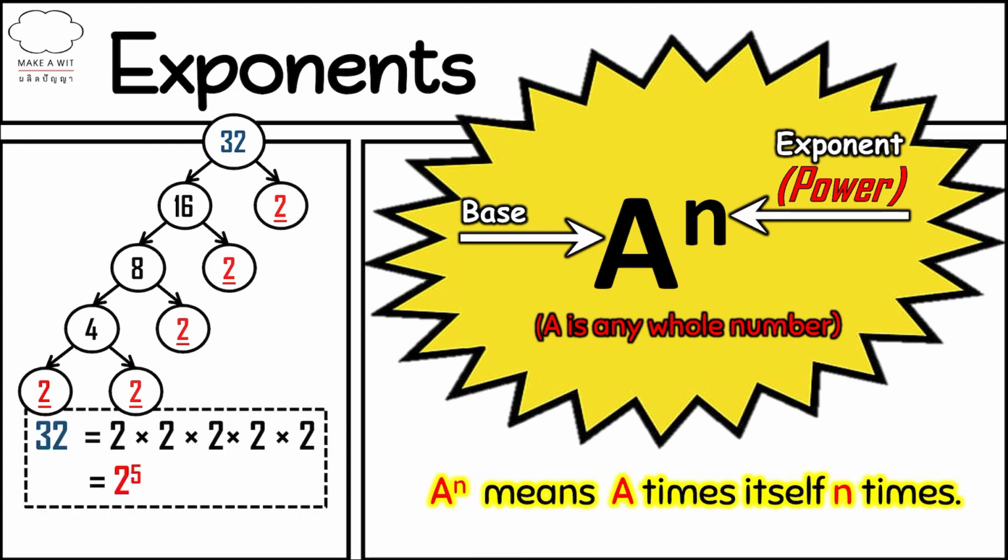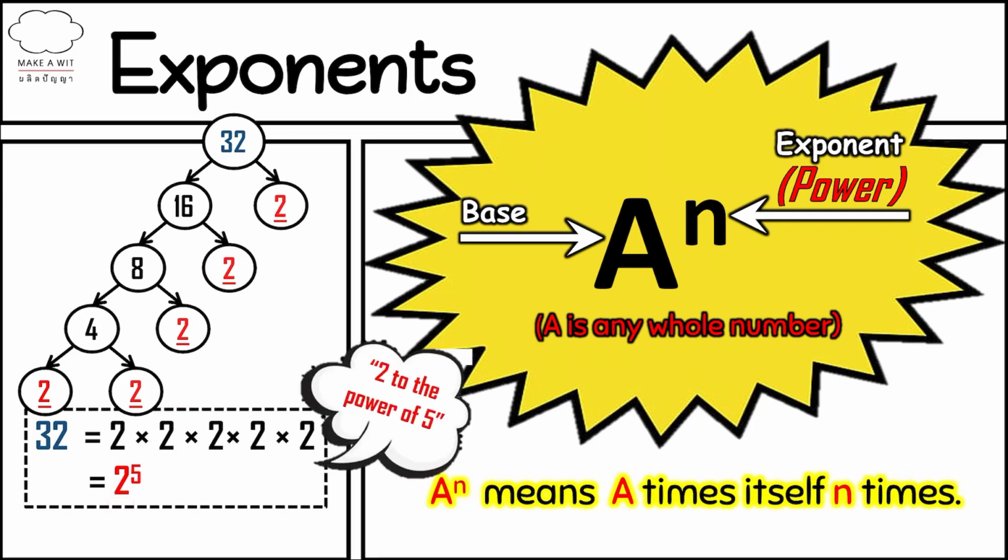So 32 equals 2 times itself 5 times, right? Now, it will be 2 to the power of 5. 2 will be the base number, and number 5 will be the power. Okay, now let's move on.